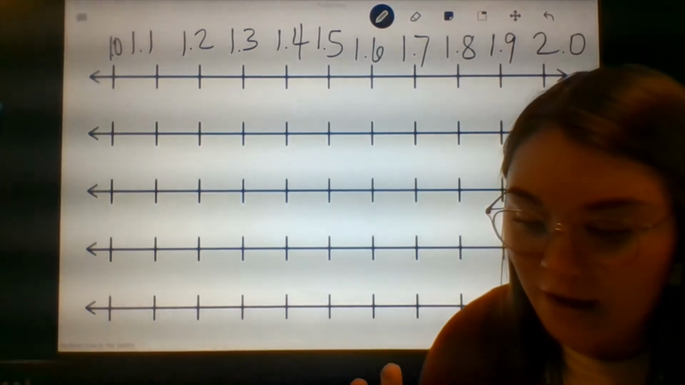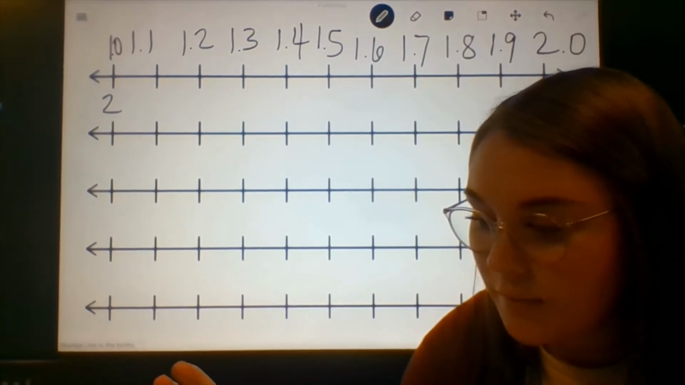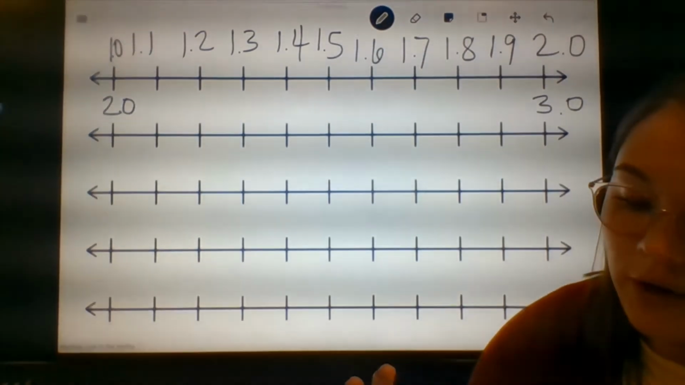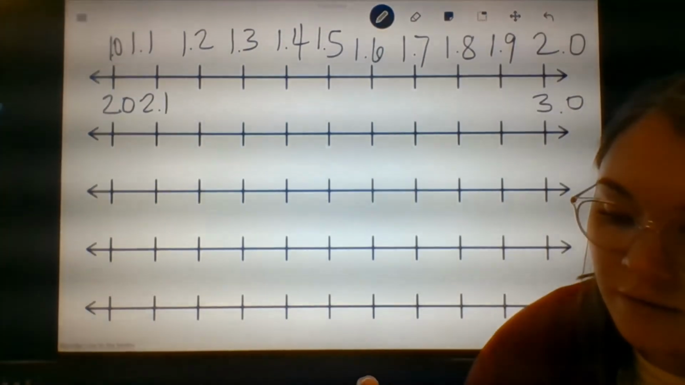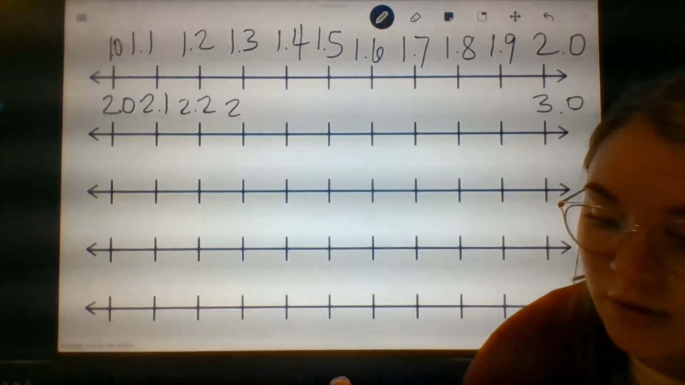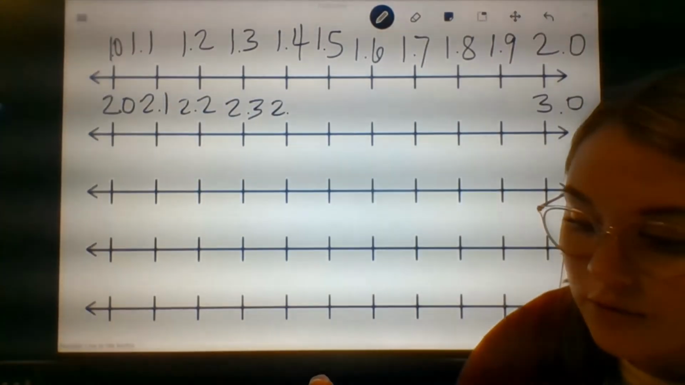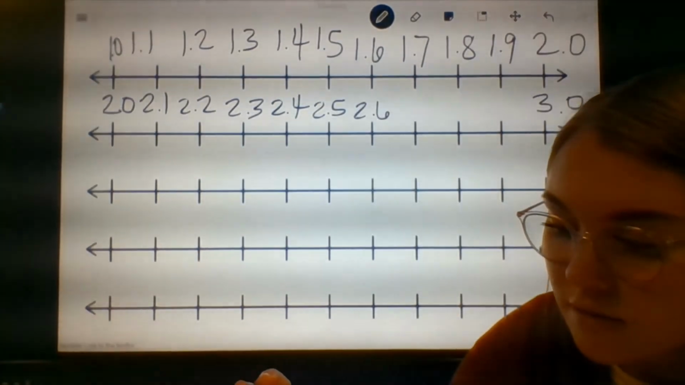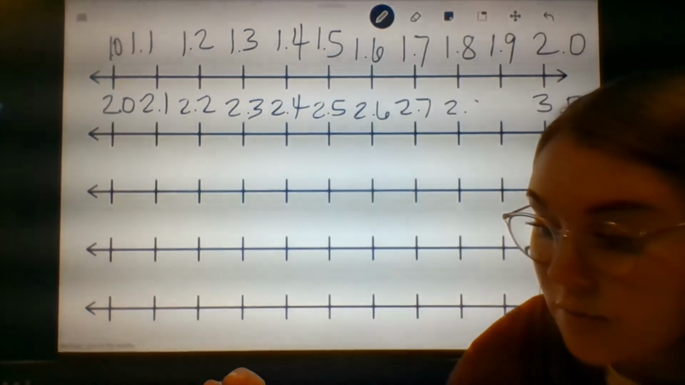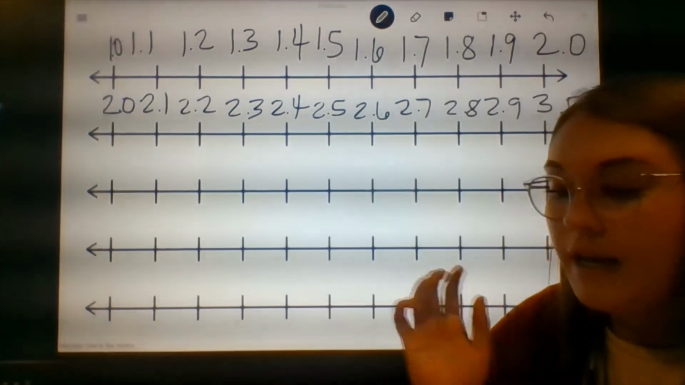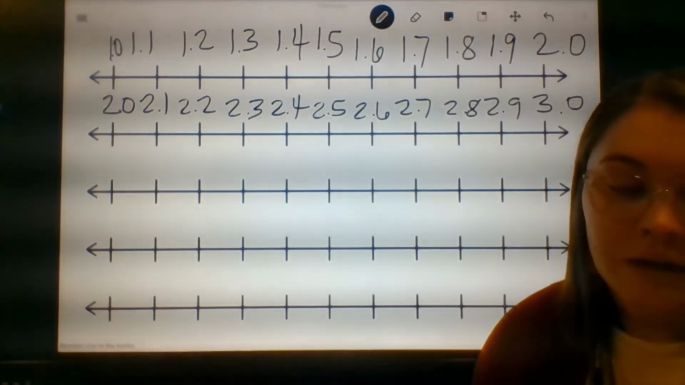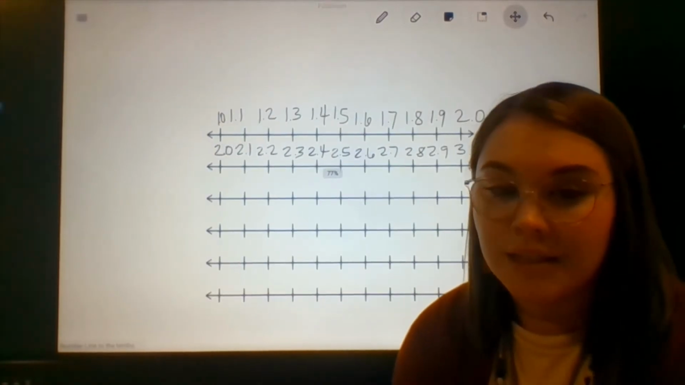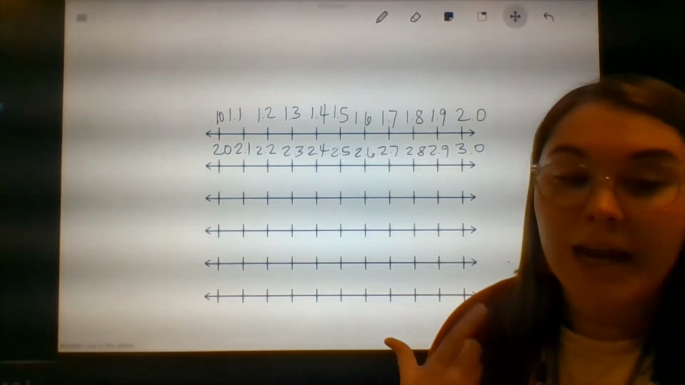So if I had the whole number 2 and the whole number 3, and remember we can see them like this, I would know that this is 2 and 1/10, 2 and 2/10, 2 and 3/10, 2 and 4/10, 2 and 5/10, 2 and 6/10, 2 and 7/10, 2 and 8/10, 2 and 9/10, and 3. So there are 10 tenths in between every single whole number.